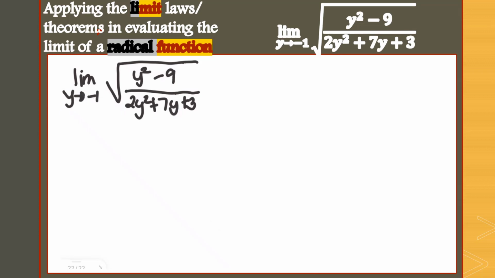Now don't be confused about why we used y here instead of x. As long as the variable found here is the same as this variable here, we can still evaluate that. But if, say for example, this were x, we could not evaluate that because we don't have an x variable there. Okay, so let's try to evaluate this.